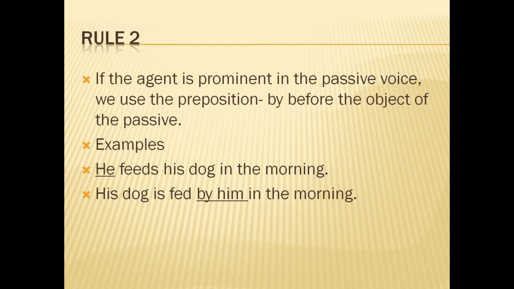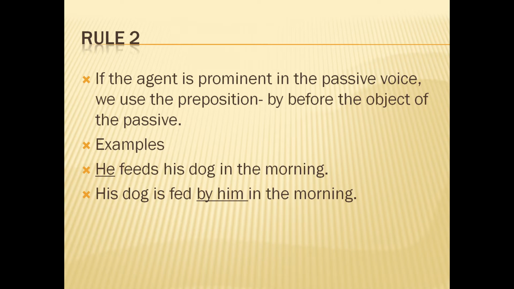The rule number 2 for changing from active voice to passive voice is if the agent is prominent in the passive voice. If the speaker wants to tell about the agent also in the passive voice, then the preposition by would be used before the object of the passive. Let's understand it by the examples given here.